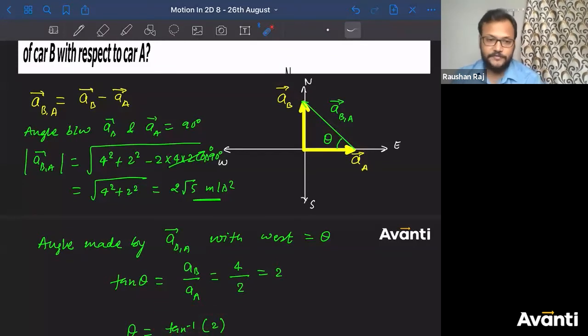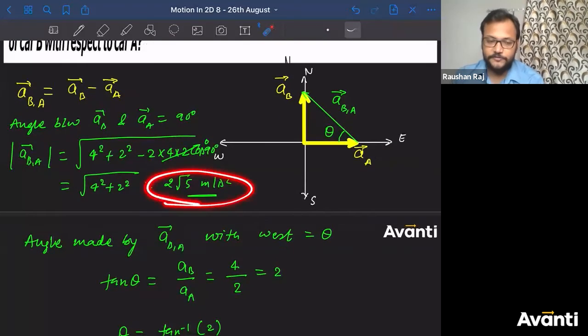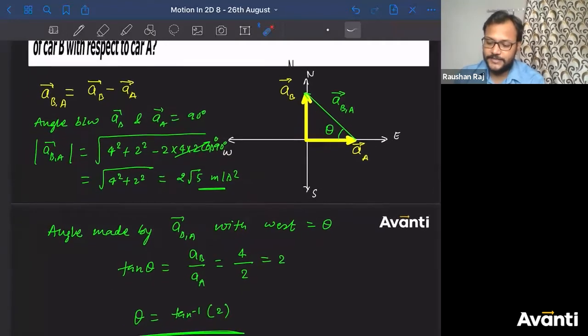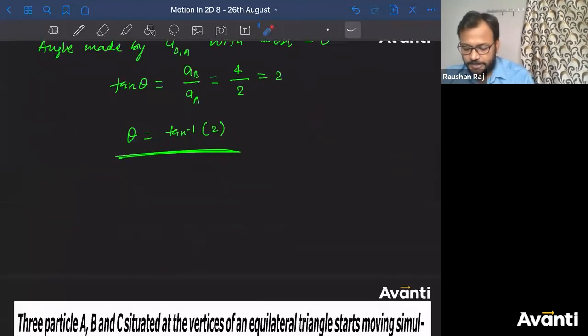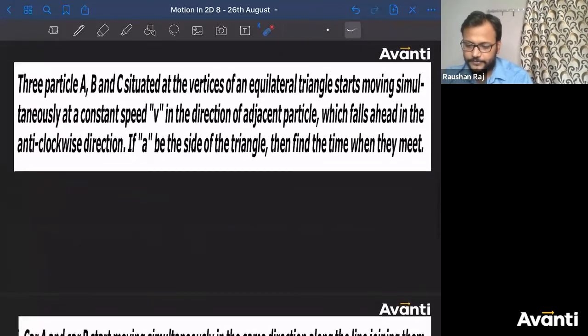What is the magnitude of AB minus A? 2 square root 5. Guys, click yes if you have understood this. Children, click yes if you have understood this. Is it clear to everyone? Come on, very good. Thank you. Let us move on to the next question.